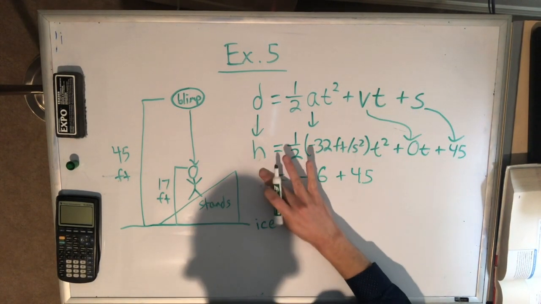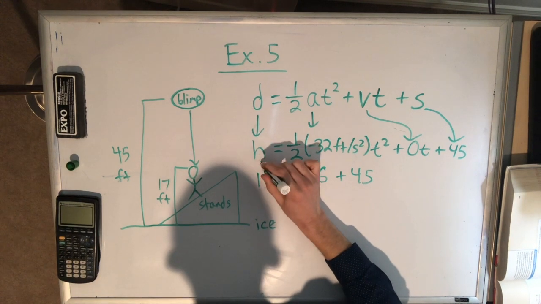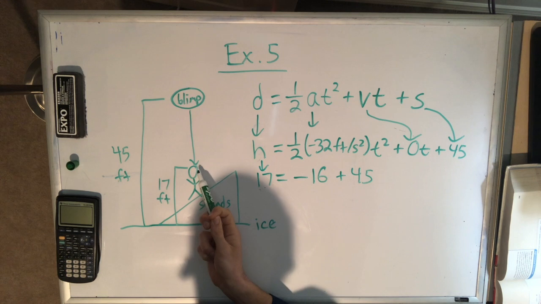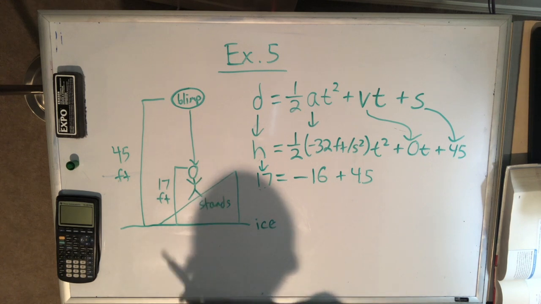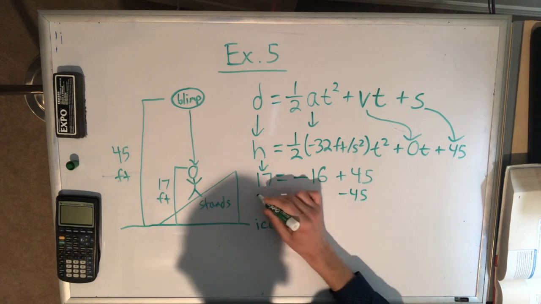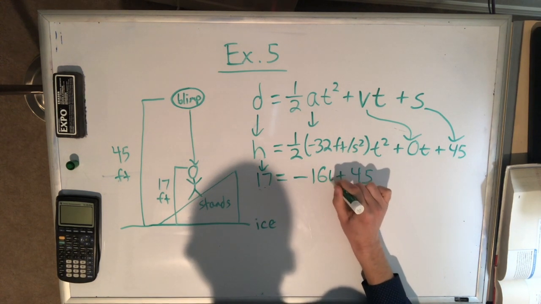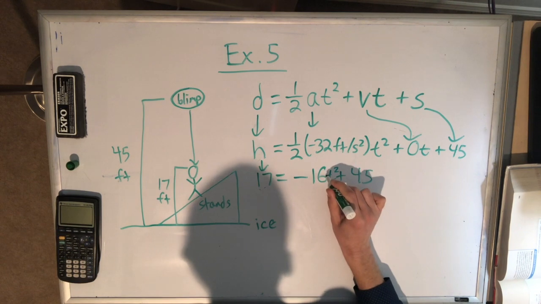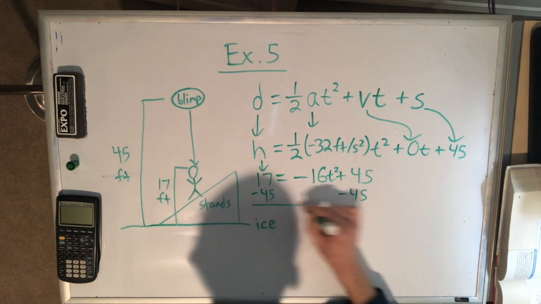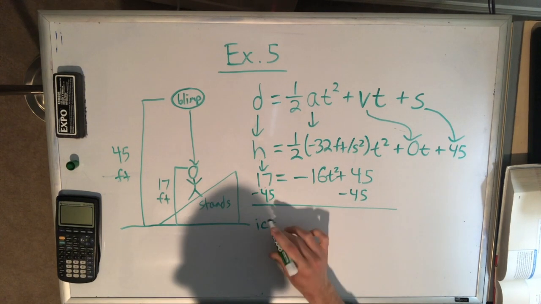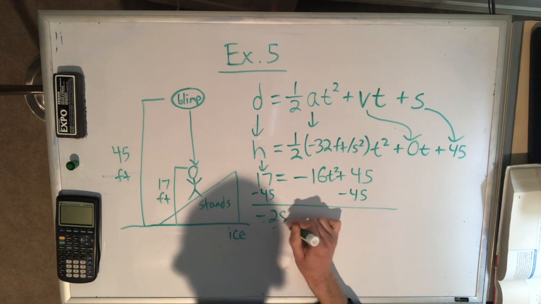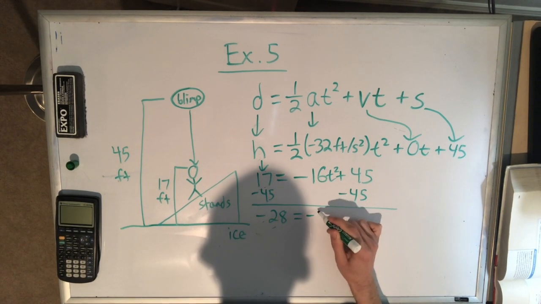Let's substitute in 17 for the height, because the ball stops when the person 17 feet above the ice catches it. Let's subtract 45 from each side. Oh, I forgot the t squared. Now let's isolate the variable squared by subtracting 45 from each side. We get negative 28 equals negative 16t squared.